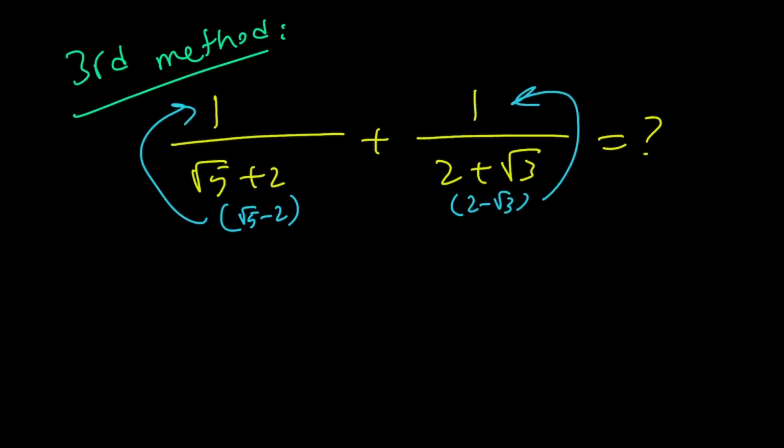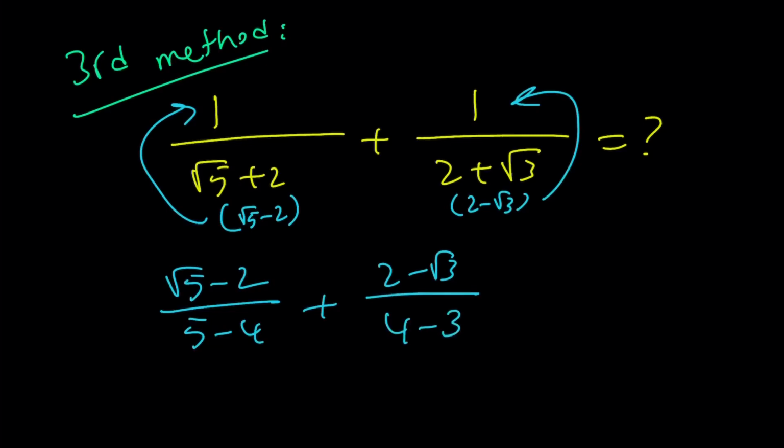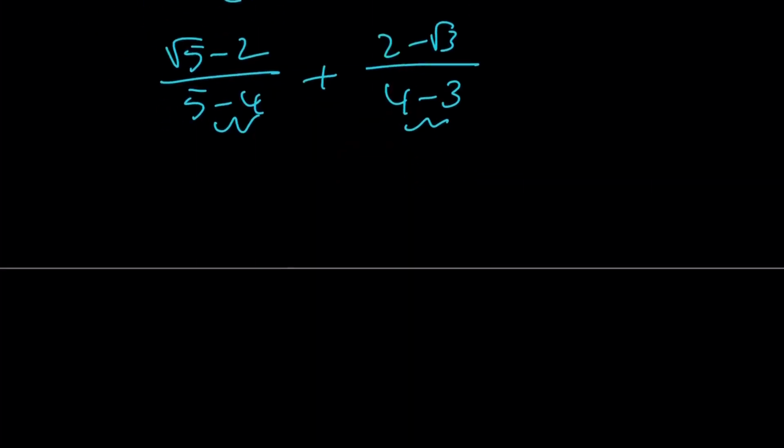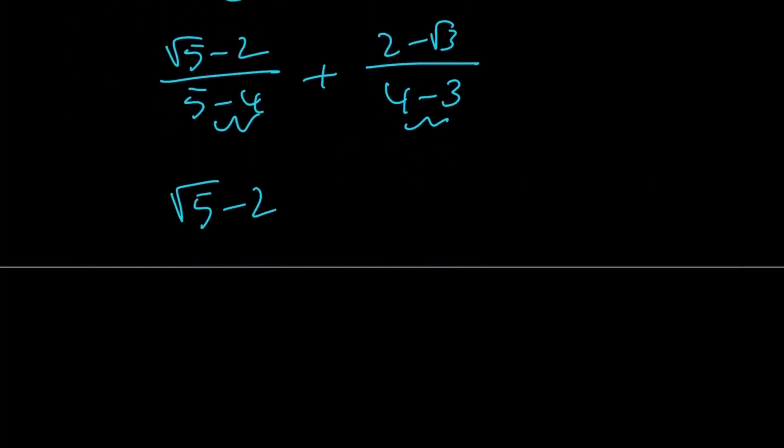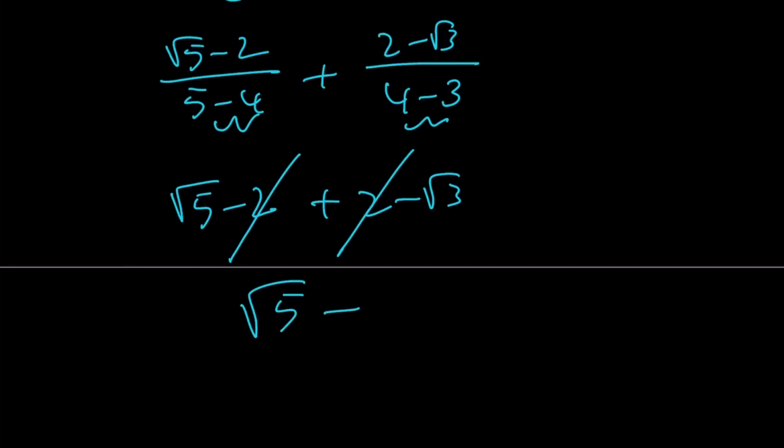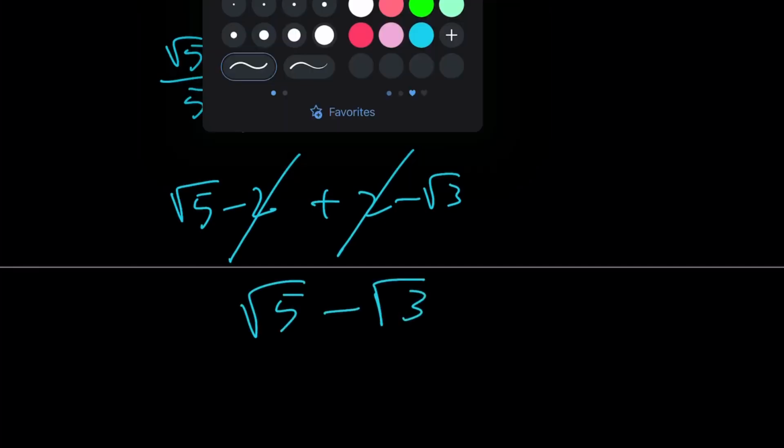So they're going to be like this. Root 5 minus 2 over 5 minus 4. And the second one is going to be 2 minus root 3 divided by 4 minus 3 from difference of two squares. But both of these are equal to 1. So this is going to give us root 5 minus 2, right? Plus 2 minus root 3. The 2's are going to cancel out, leaving us with root 5 minus root 3 as the simplest form of this expression.